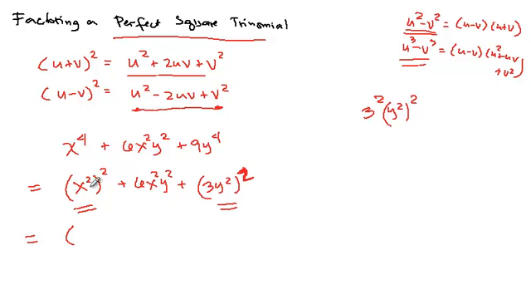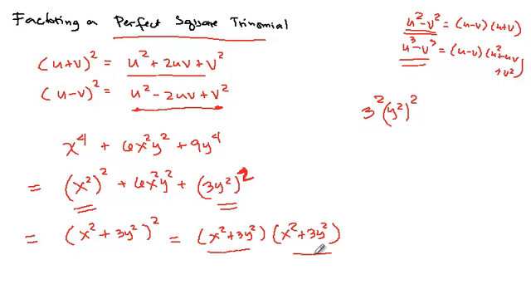And therefore, the factor of this will simply be u plus v squared. What is that? U is x squared, and v is 3y squared. And you simply square that. Or you can write that as x squared plus 3y squared times x squared plus 3y squared. So meaning this one can be expressed as the product of these two terms. Okay? That is the idea of the perfect square trinomial.